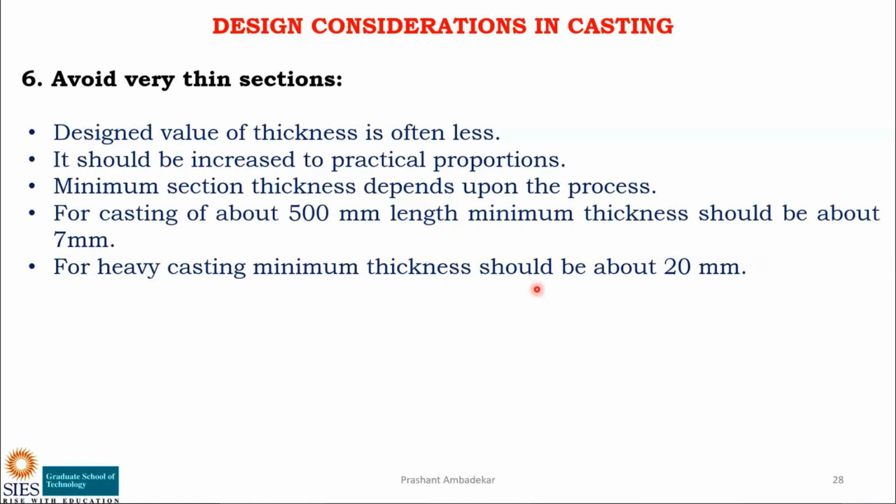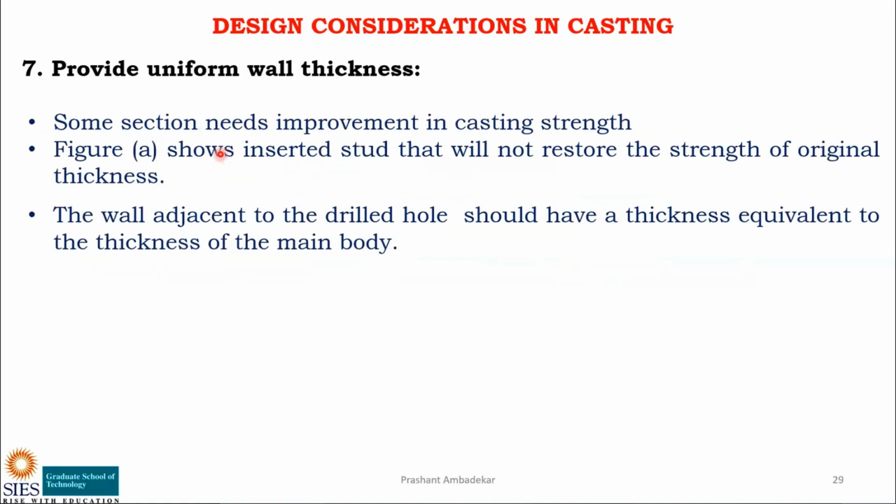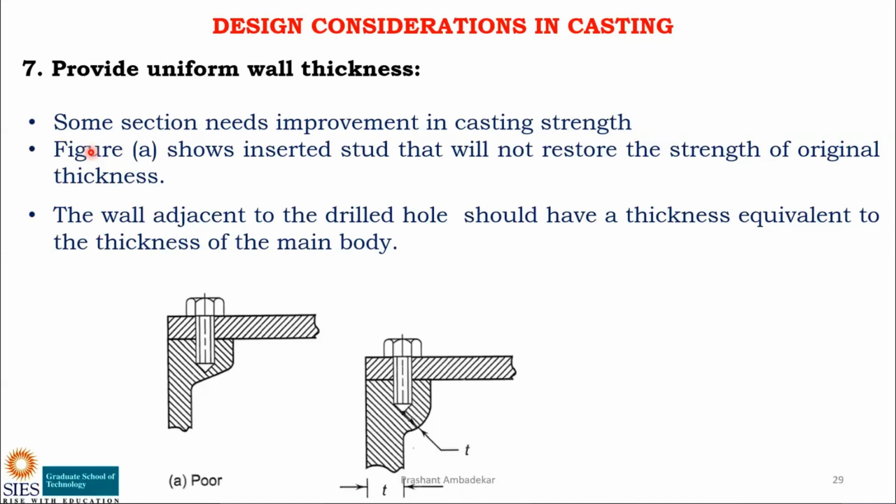And for heavy casting, minimum thickness should be at least 20 mm. Okay. So these are just guidelines, and it says that very thin sections should be avoided. The next consideration, it says that provide uniform wall thickness. Now uniform wall thickness can be explained by this figure.